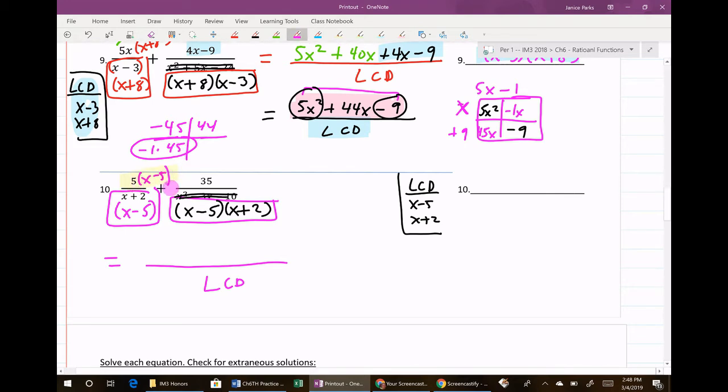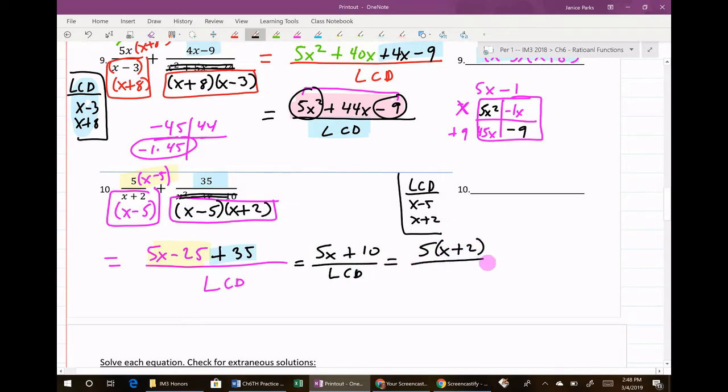When you multiply by a binomial, make sure you use parentheses, please. So that's going to give me 5x minus 25. And the second part, I have a 35. That's plus 35, which is 5x plus 10, which is 5 times x plus 2. And your denominators, those will cancel. And then you have x minus 5.